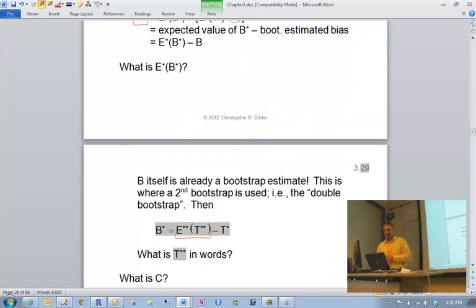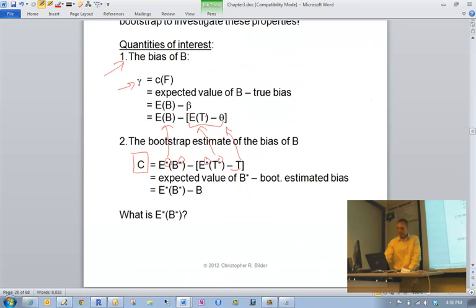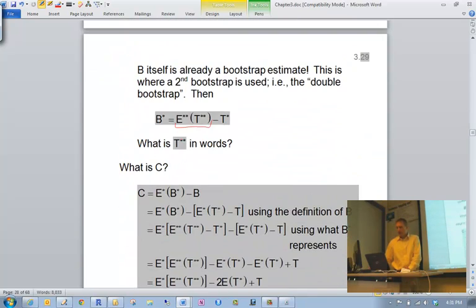Let's take a look at this. B itself, again, was a bootstrap estimate. So B star itself is a bootstrap estimate of a bootstrap estimate. In other words, expected value star star of T star star minus T star. Okay. So what is T star star in words? If someone could phrase in words what T star star means. We've actually done this before. I think it's good for a review.